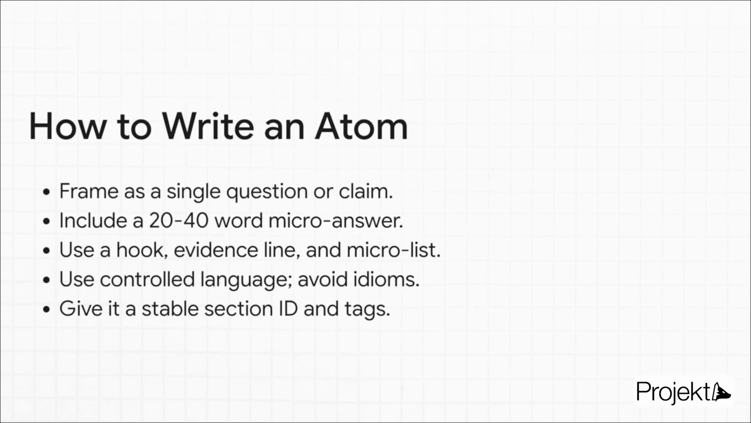So how do you actually build one of these things? Well, the trick is to write with extraction already in mind. So each atom focuses on one question. It has this tiny 20 to 40 word micro answer that can totally stand on its own. You intentionally bake in a hook, a little bit of evidence, and a simple 3-point list that's just perfect for an Instagram carousel. And you use really clear language. Finally, and this is important, you give it a unique ID and some tags. You're basically pre-building your social content right inside your main article.